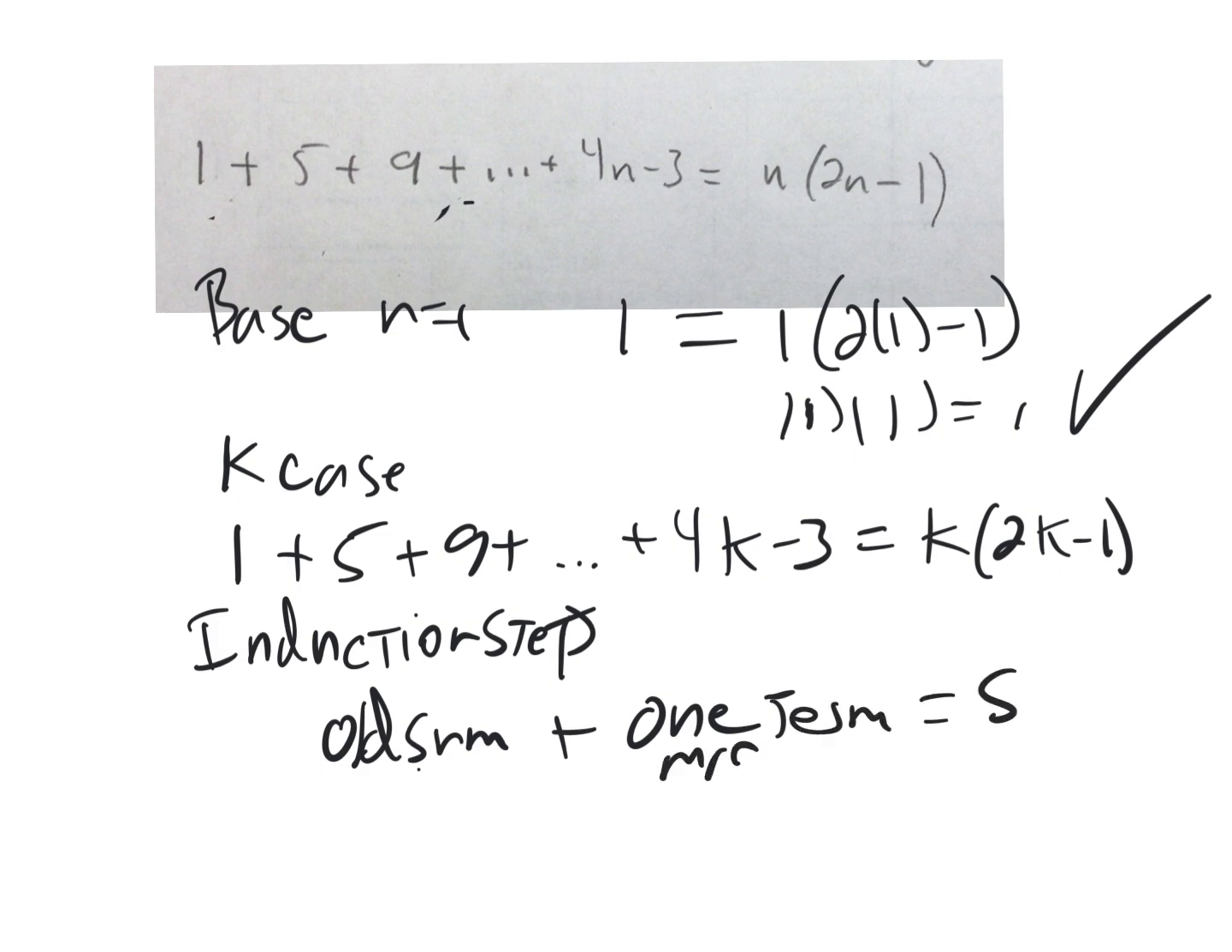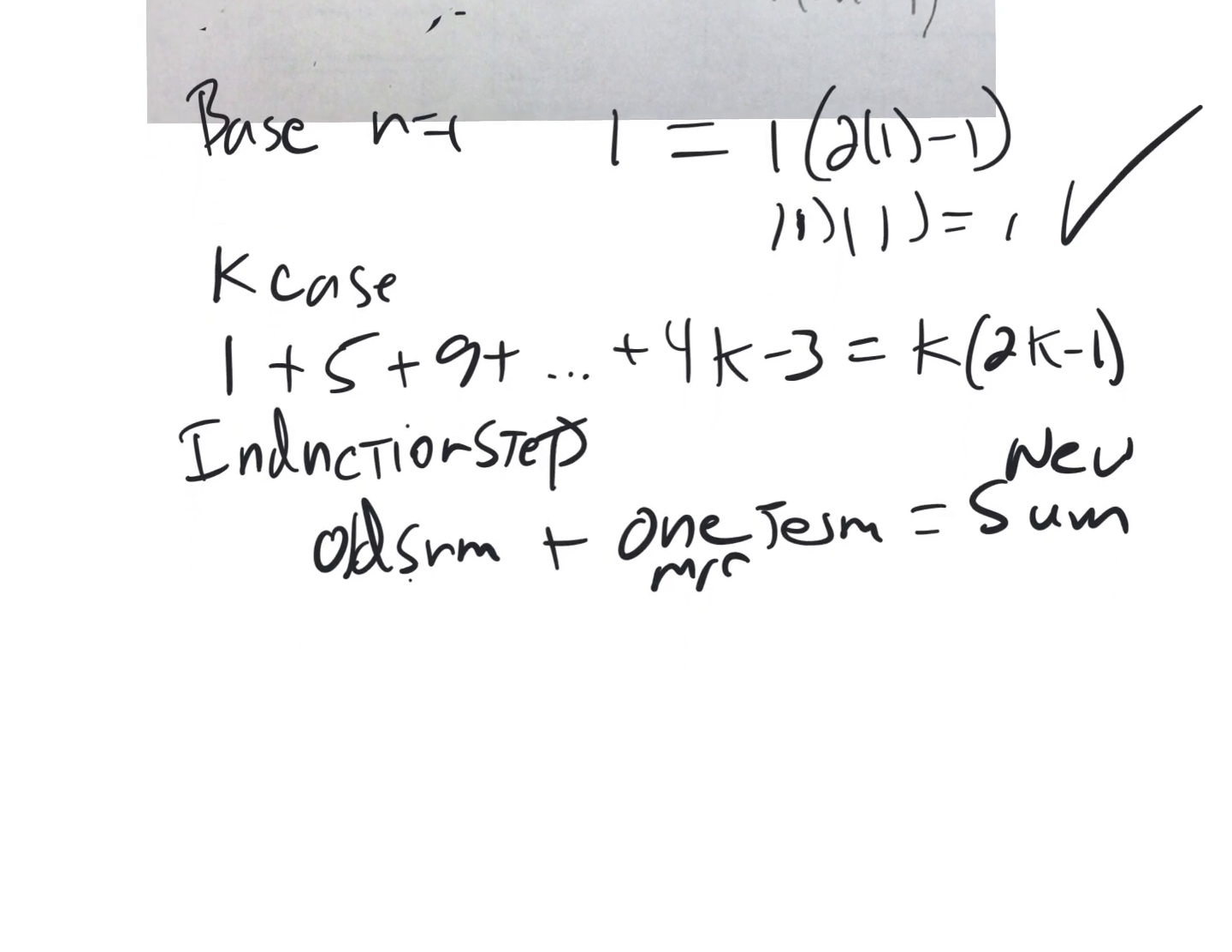And that should equal some new sum formula. So, what do I got here? Can I move stuff around? I know the old sum is k times 2k minus 1, because I remember how you replaced n with k. Then we're going to add in one more term. The other way to think about the induction step is the k plus 1 case.